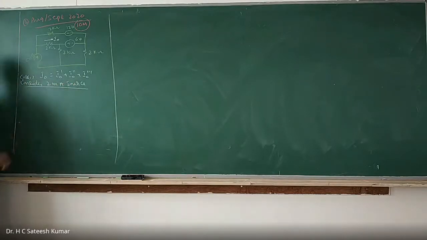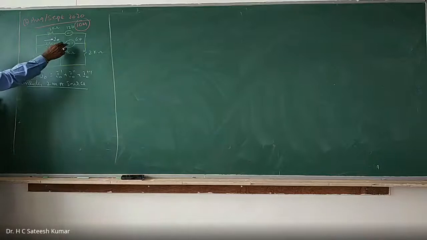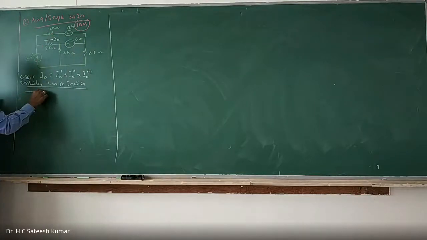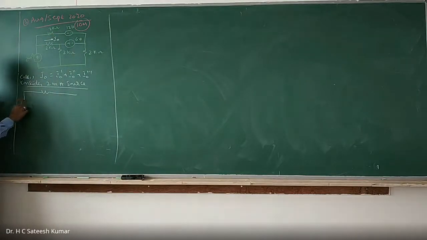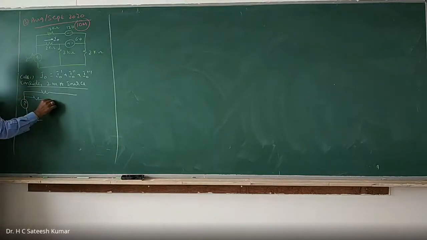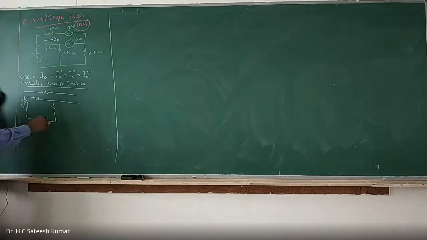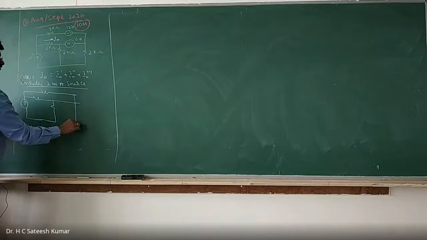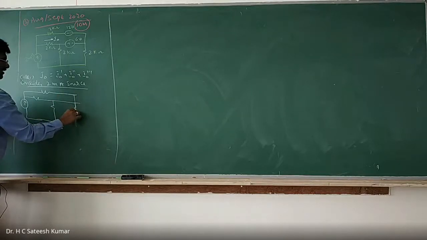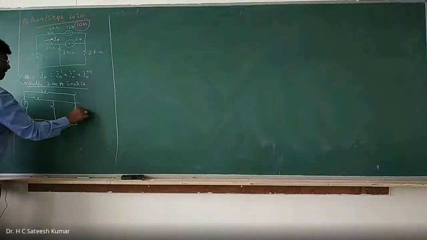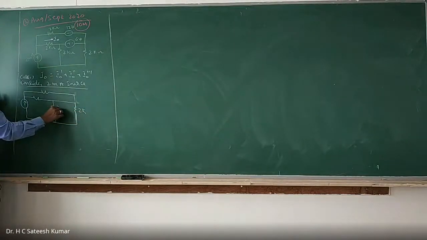If the 2 milliamp source is considered, then this is shorted, this is also shorted. So I can write it as the current source, you keep it as it is. One resistor, and this is shorted. And this will be like this. 2K, this is 2K, and this is 2K, this is 2K.